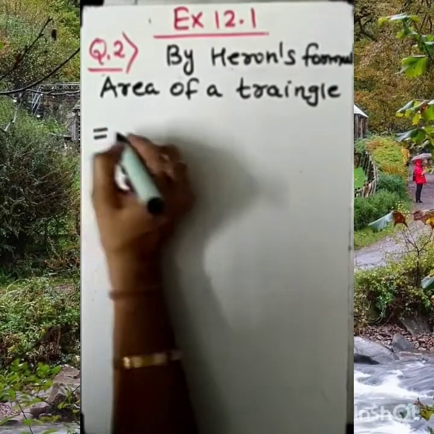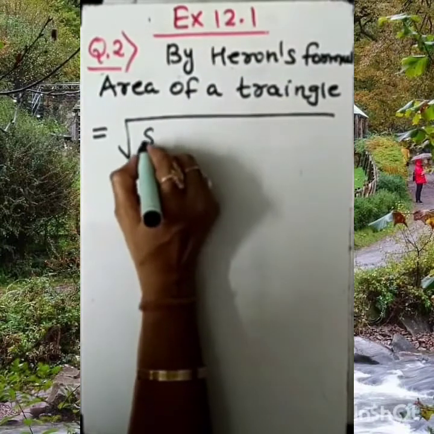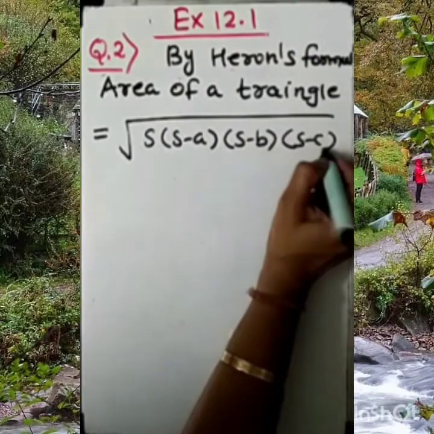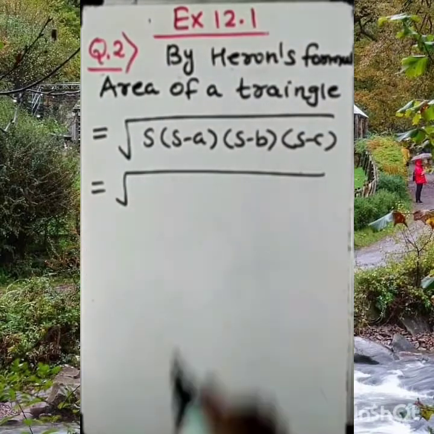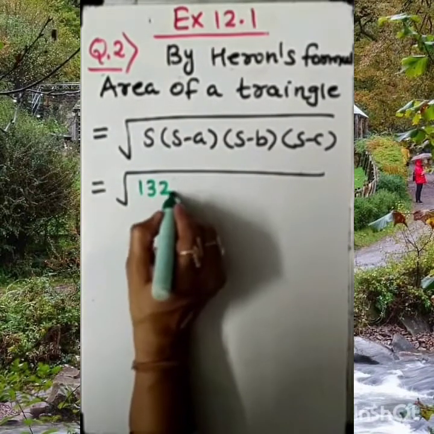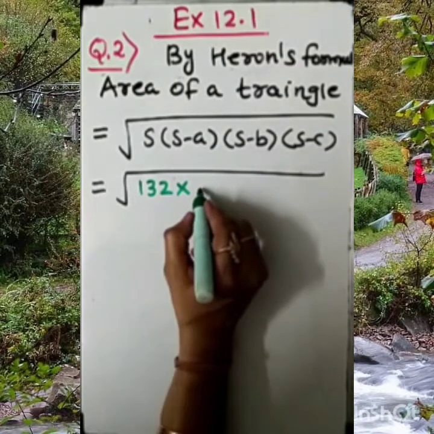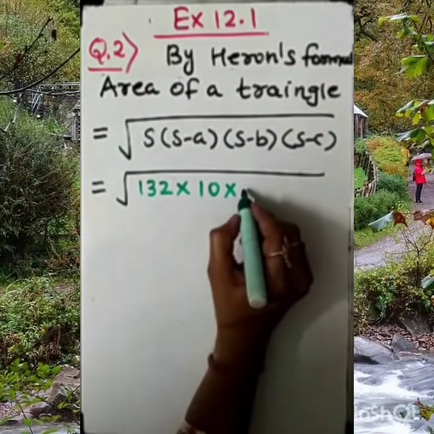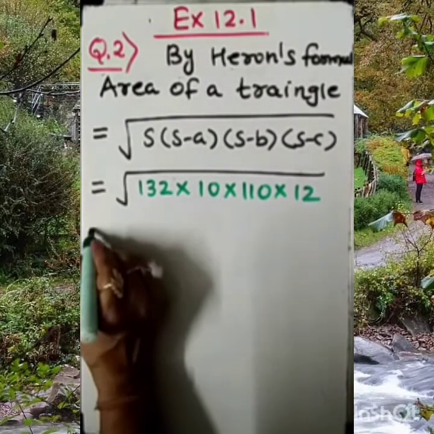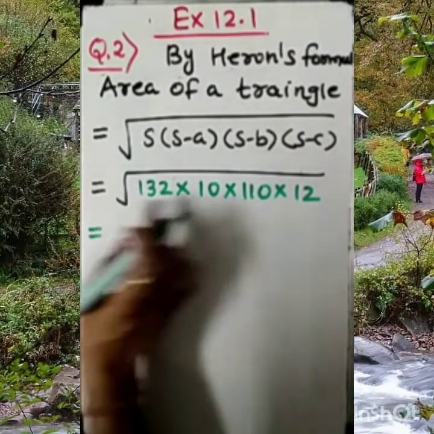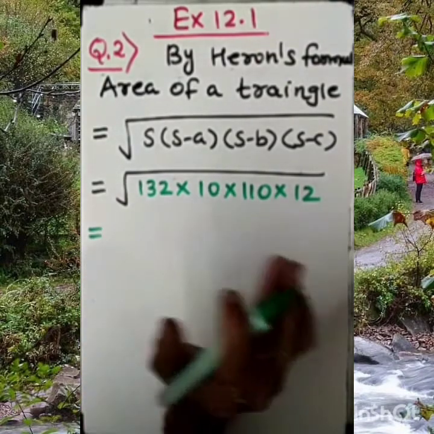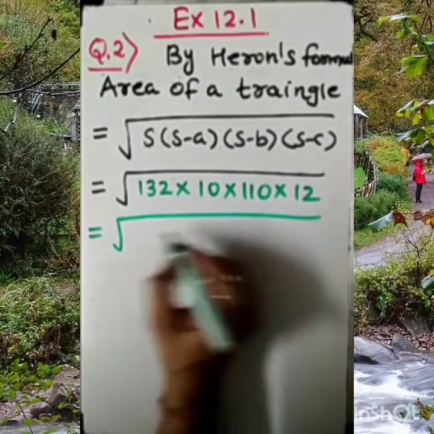It is the square root of s times s minus a times s minus b times s minus c. So let's substitute the values. The value of s we got is 132. Inside this, s minus a is 10, s minus b is 110, and s minus c is 12. So dear student, how do we simplify this? Instead of multiplying, let's split it and break them to find the perfect squares.